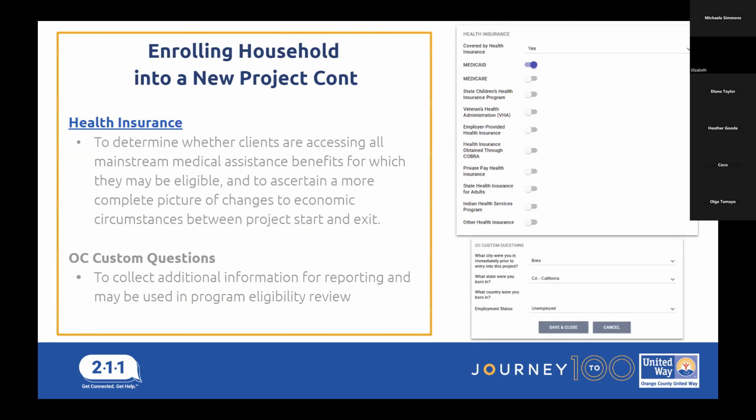Next is the client's health insurance information. If you select yes for health insurance, the list of health insurance sources will appear. Click the switch next to any health insurance source that the client receives. There is also a list of custom questions that asks: what city were you in immediately prior to entry? What state and country were you born in? And employment status.